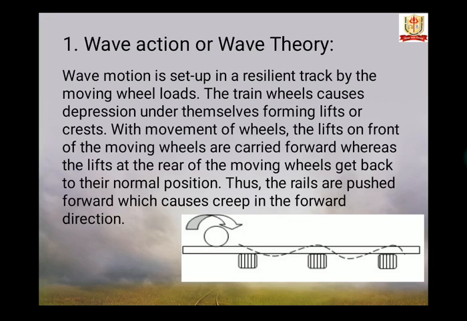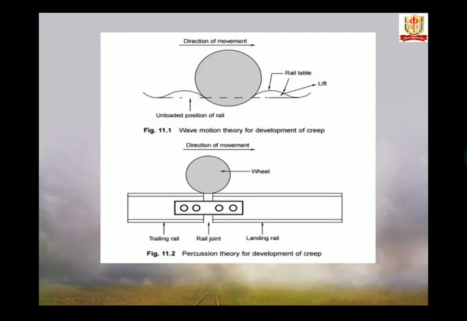Thus, the rails are pushed forward, which causes creep in the forward direction. This is wave theory. This is a diagram of wave motion theory for development of creep.